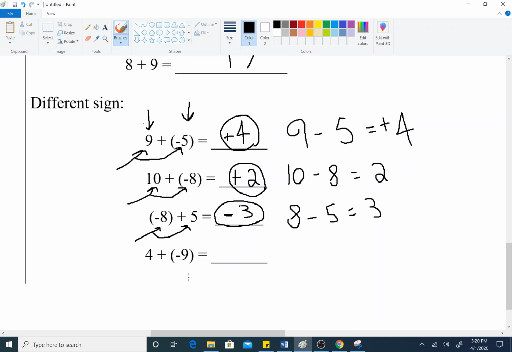Lastly, I have 4 plus negative 9, okay? And this one you want to subtract as well because they're different signs. You may get a little confused how to subtract it. Make sure it's the largest number minus the smallest number, okay? I do 9 minus 4. I get out 5 here. I keep the sign of the larger number. Notice here, it's going to be negative 5 because negative 9 is farther away from 0 than 4 is, and 9 is larger than 4. So my answer is going to be a negative 5, okay?